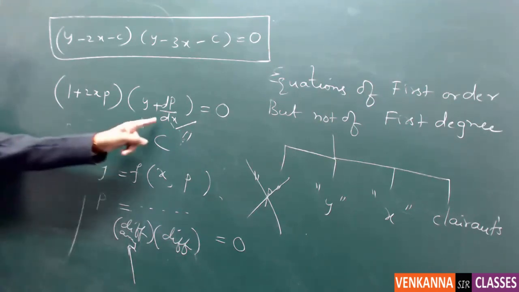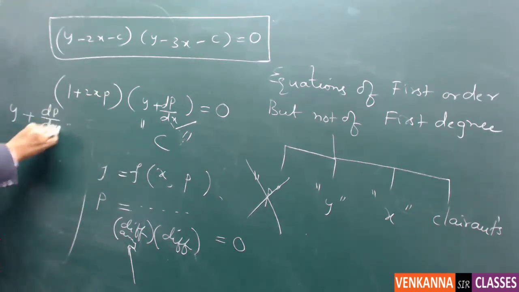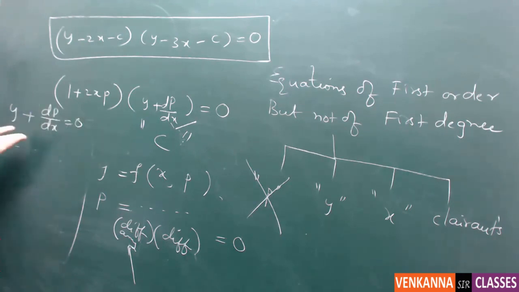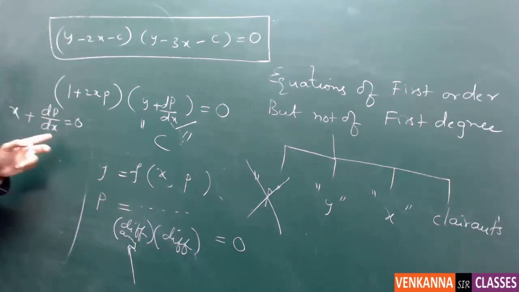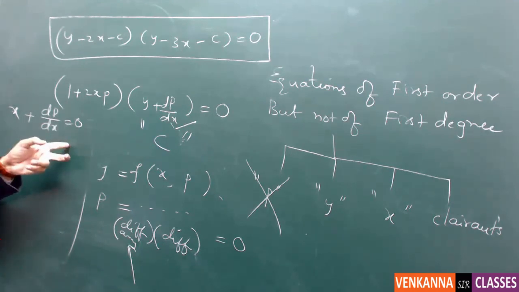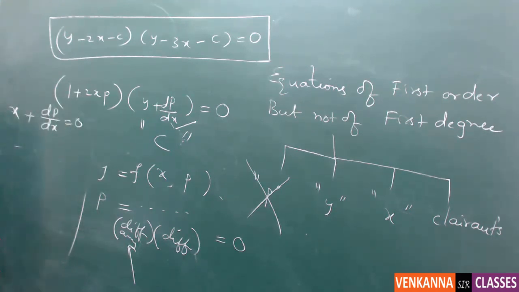However, if you take this case, then what happens? y plus dp by dx is equal to 0, or x plus dp by dx is equal to 0. From this, are you going to get the arbitrary constant or not? So, which gives a solution which contains a constant, which is the required solution? That is the procedure.